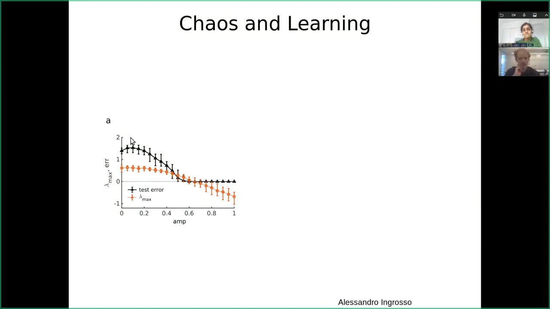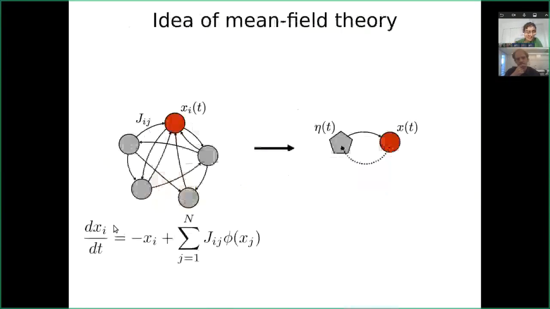When you have common external input in a balanced state, that's being dynamically cancelled, and therefore you need much stronger input to suppress chaos, and therefore much stronger input to train a network to do something. Okay, so it's the notion of common or independent input. Thank you. Can I ask a question?